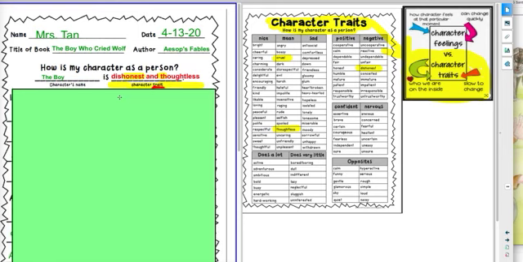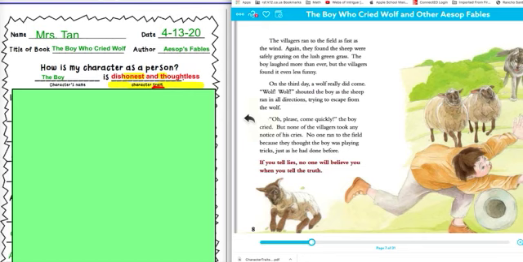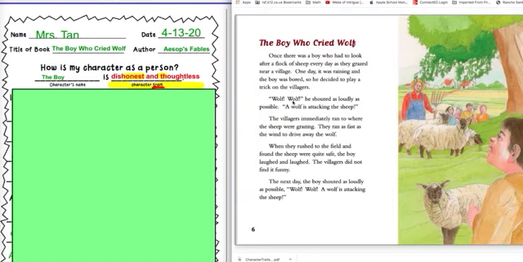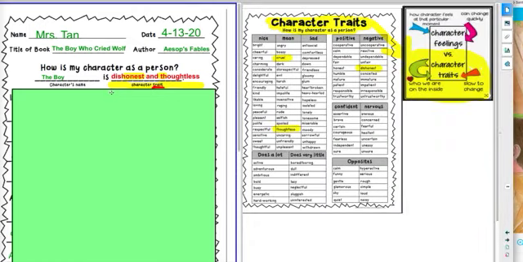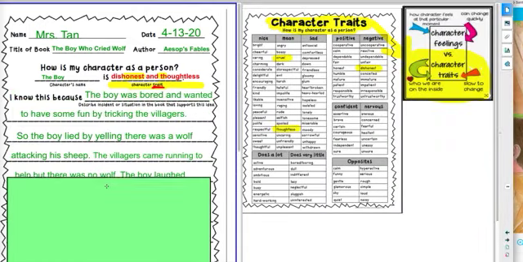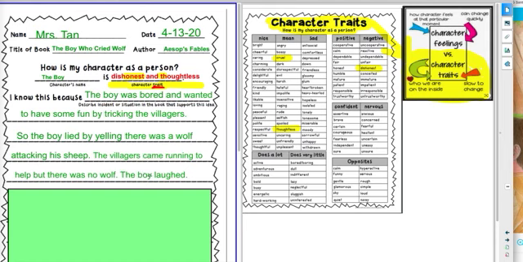Now, what was the first indication in the story that showed that he was lying? You're right. He lied at the beginning, right off. He was crying wolf, wolf, when there really wasn't any wolf, just so he could tease and trick the villagers. So that's what we wrote here. And he even laughed about it. That showed that he was thoughtless.